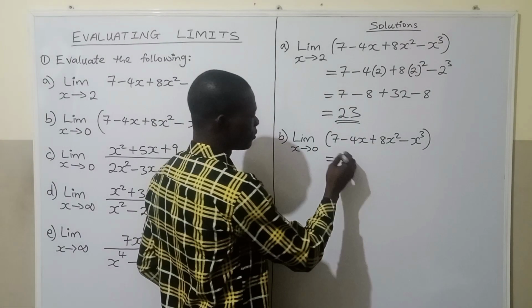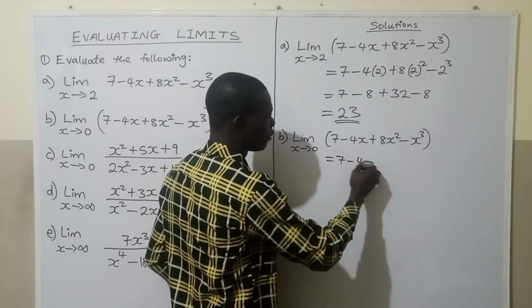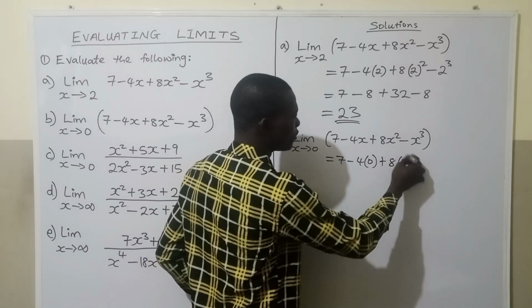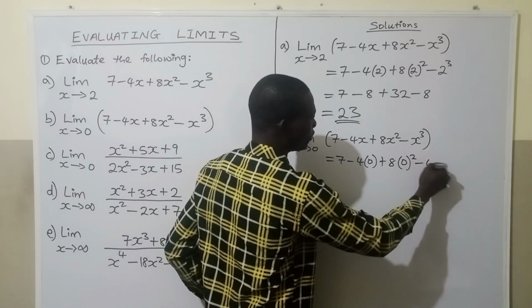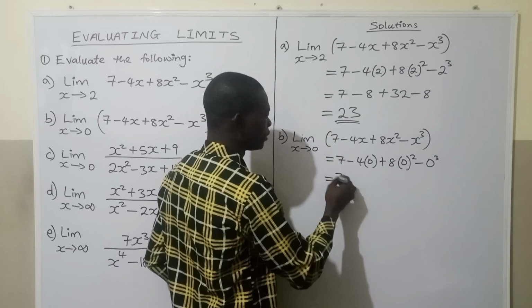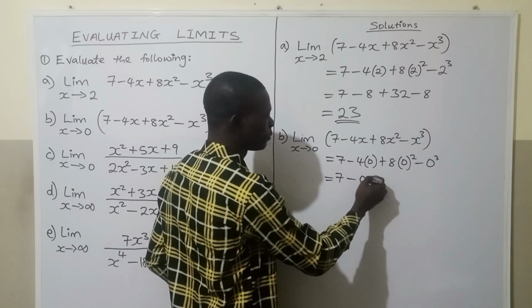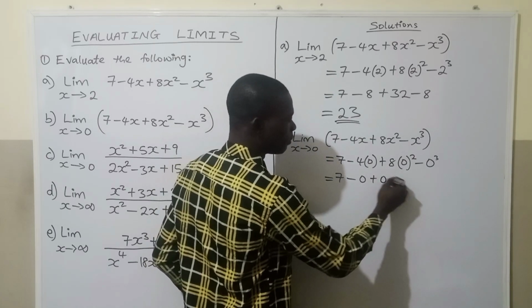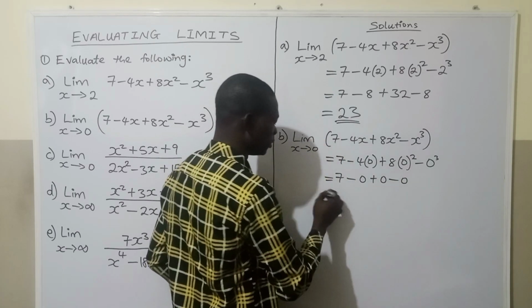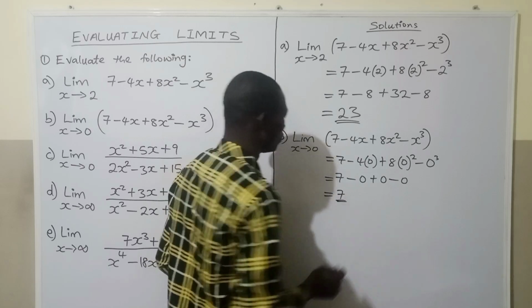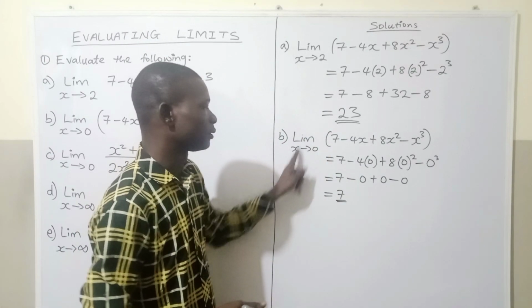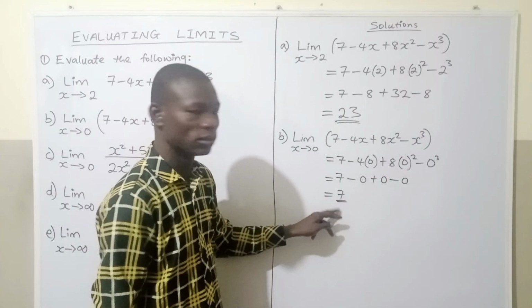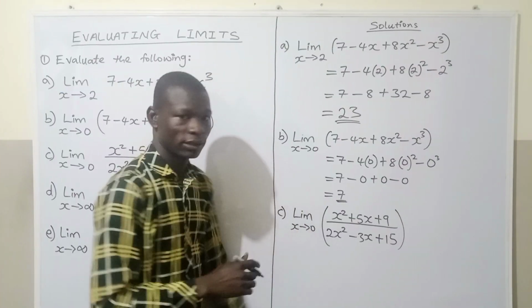Okay, and that's going to be 7 minus 4 multiplying 0 plus 8 multiplying 0 squared, and then minus 0 cubed. That becomes 7. 4 multiplied by 0 is 0, plus 0 squared is still 0. 8 multiplied by 0 is 0, minus 0 cubed is still 0. So eventually we'll be having 7 as our solution. It means that as x is tending towards 0, as x is approaching 0, this limit will be approaching 7. That's that.